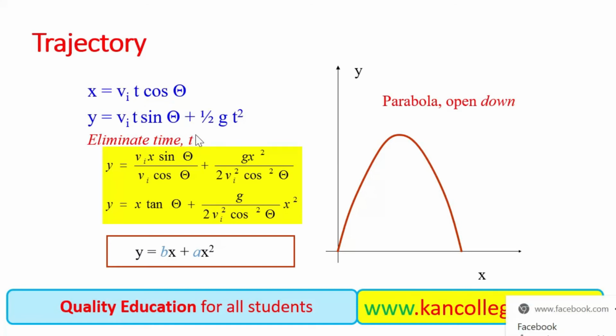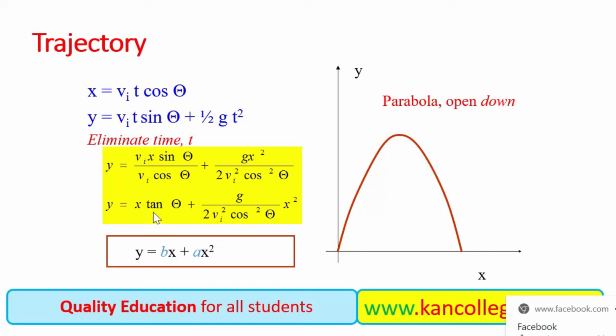If we put the value of t from the first equation into the second equation, it means that we eliminate the value of t. By using these two equations, we get the result. And this final equation is known as the equation of parabola, or this is the trajectory of the projectile.